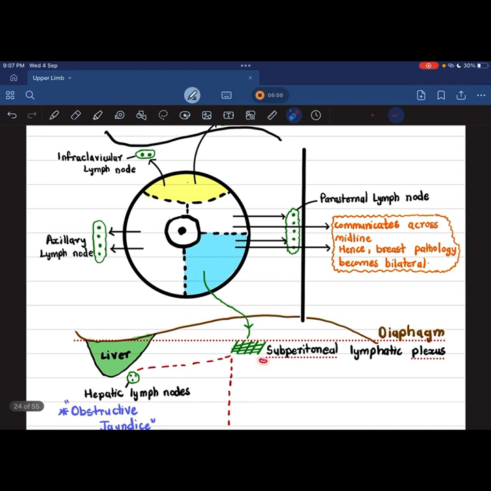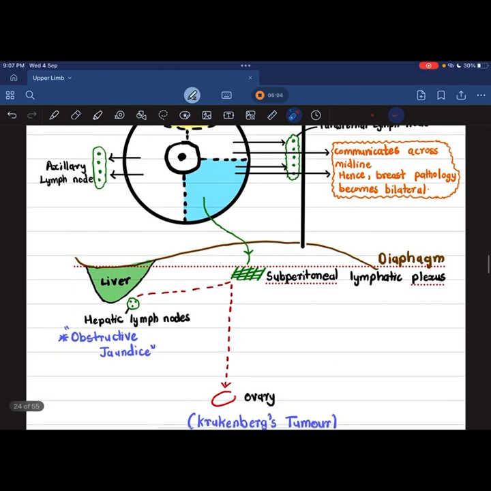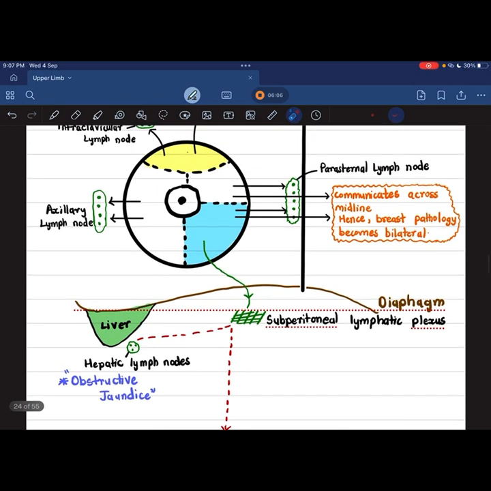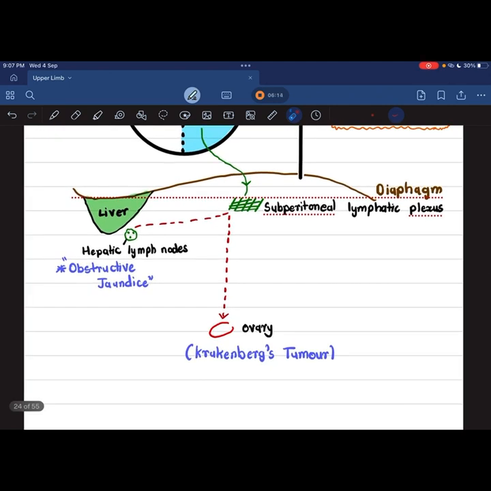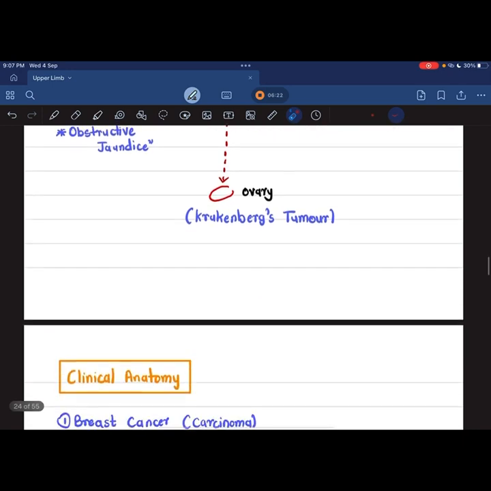It goes to subperitoneal lymphatic plexus. Also, it goes to the hepatic lymph nodes, and it can also go to the ovary. And this region gets drained into the axillary lymph nodes. Lymph to hepatic lymph nodes can cause obstructive jaundice, and to the ovary can cause Krukenberg's tumor.